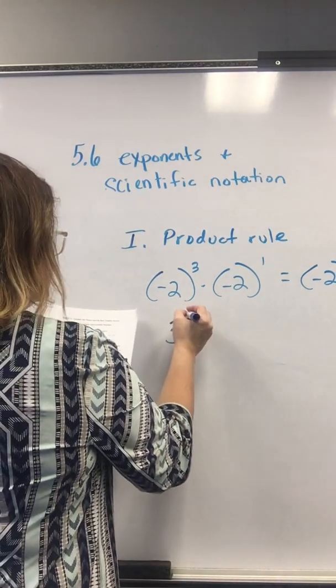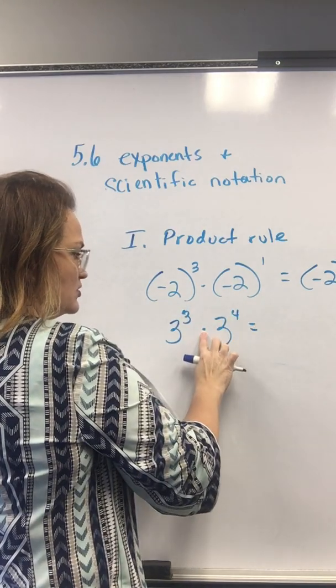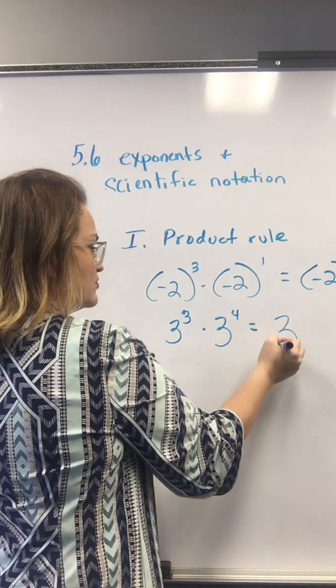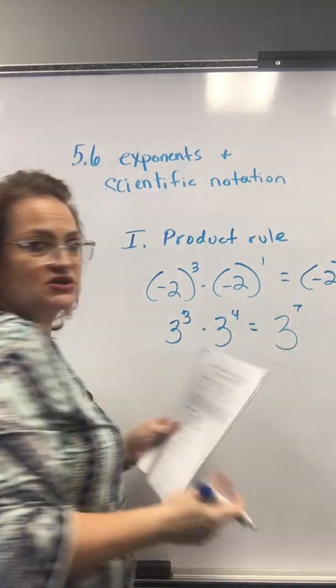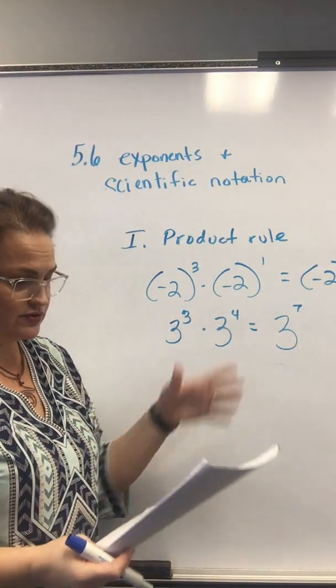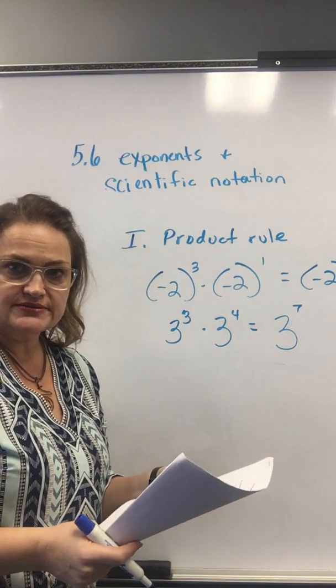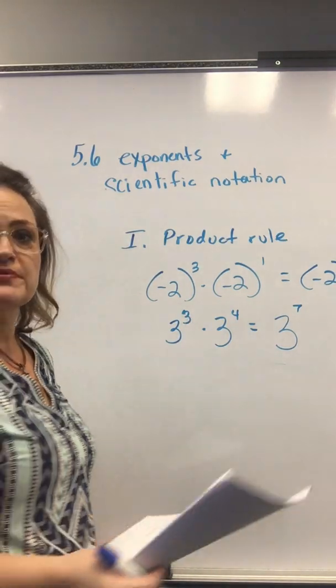And then lastly, 3 to the 3rd times 3 to the 4th. Like bases and multiply follows our pattern. We bring the 3 over, add the exponents, 3 to the 7th. And again, all these could be worked out if requested. Sometimes they just ask you to leave it like that, depending on your directions. So that's the product rule.